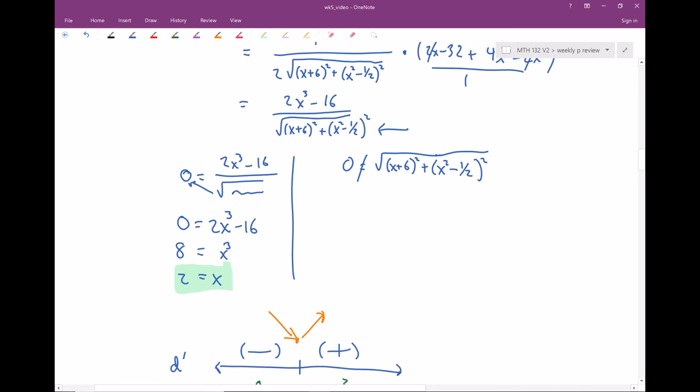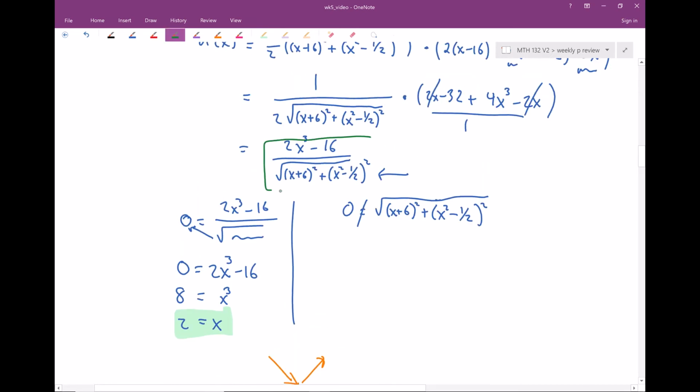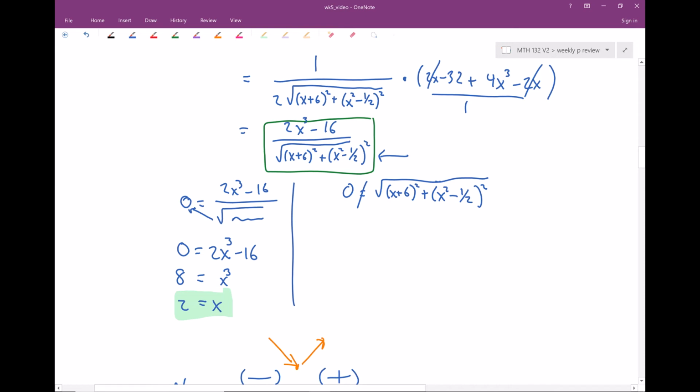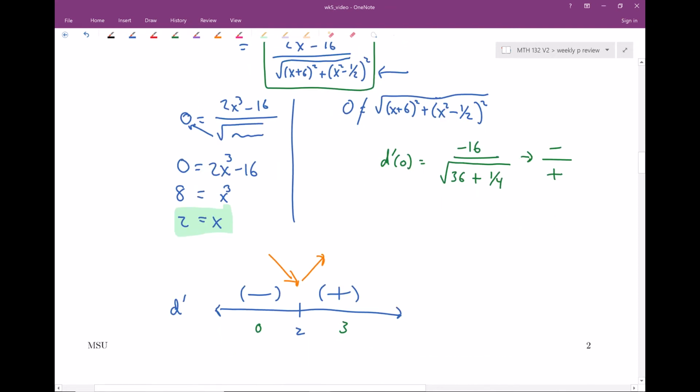So okay, let's go back up here. Here was my last version of my derivative. Let's go ahead and plug in 0, for instance. So d prime of 0 is going to be equal to, okay, the numerator is just going to be negative 16. And then in the denominator, we get the square root of, well, 0 plus 6 squared, that's going to be 36, plus 0 minus a half squared, well, a half squared is a fourth. So I have a negative divided by a positive. So when you have a negative divided by a positive, yes, you get out negative. So this one is true.